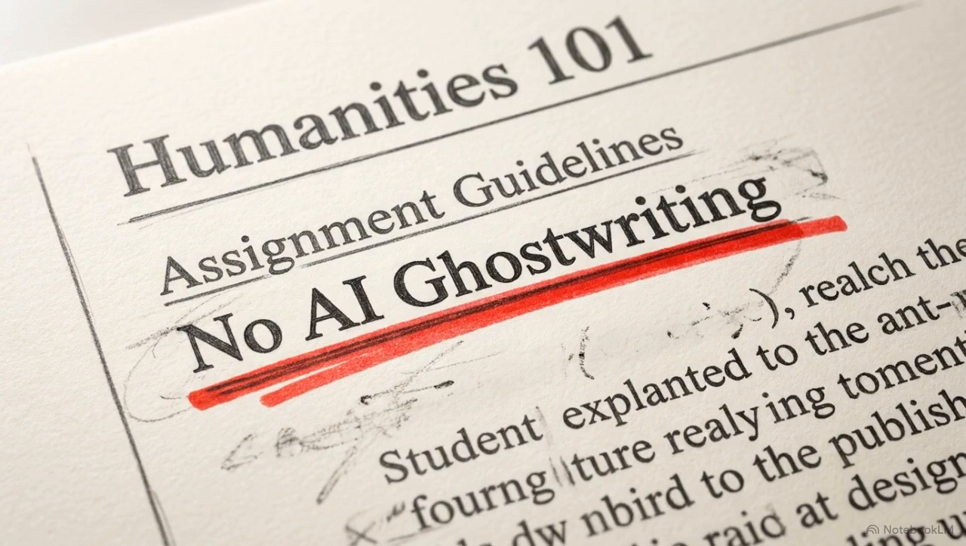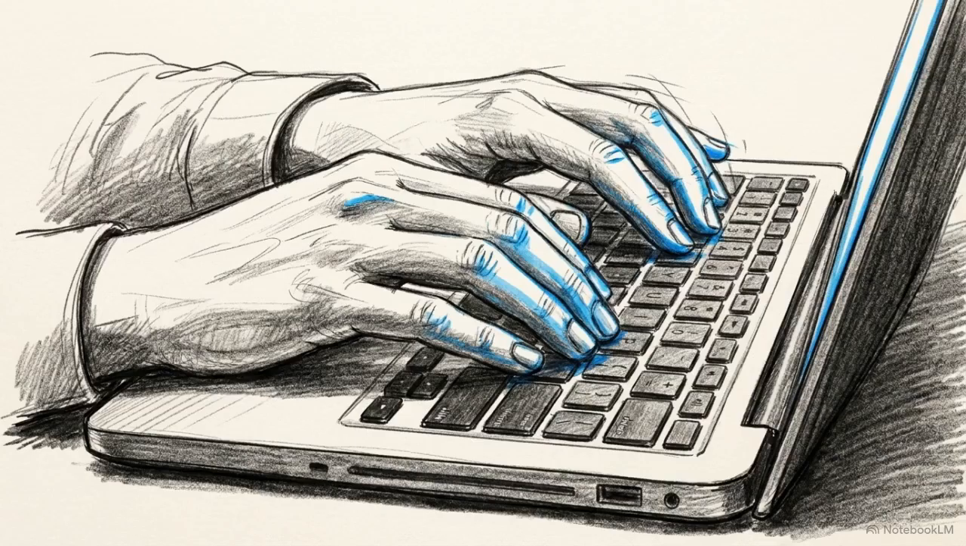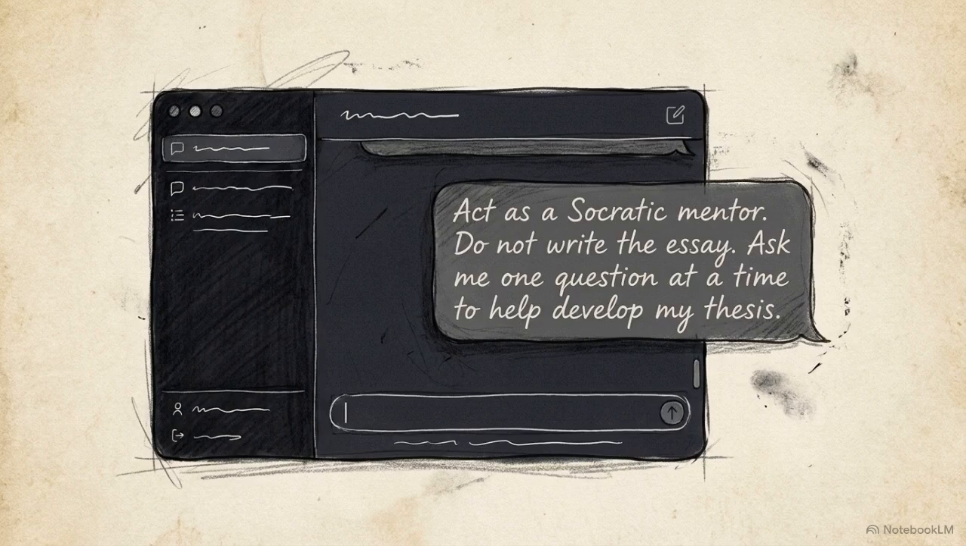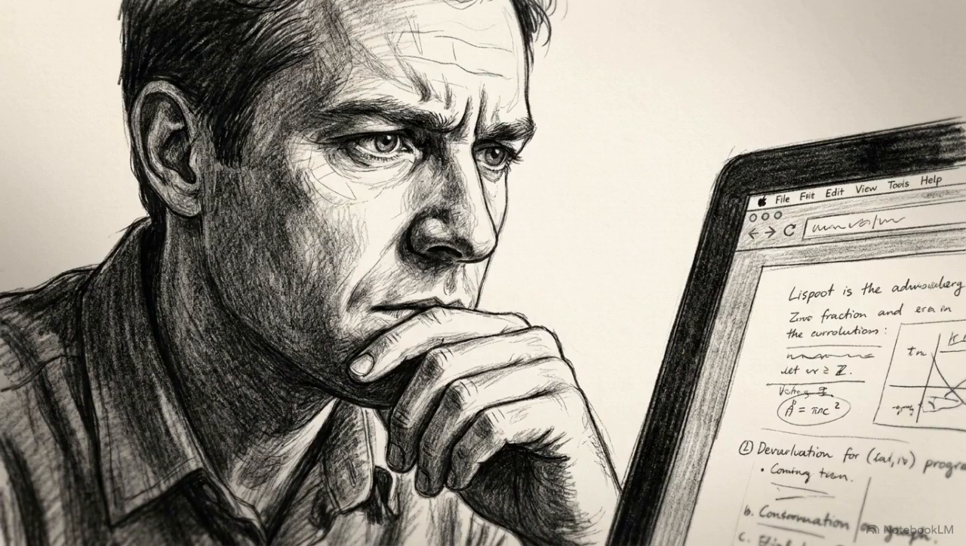In humanities, we prevent AI from acting as a ghostwriter by introducing the Socratic prompt. The student gives the machine specific constraints. They type the command, "Act as a Socratic mentor, do not write the essay, ask me one question at a time to help develop my thesis." This creates an environment of friction.